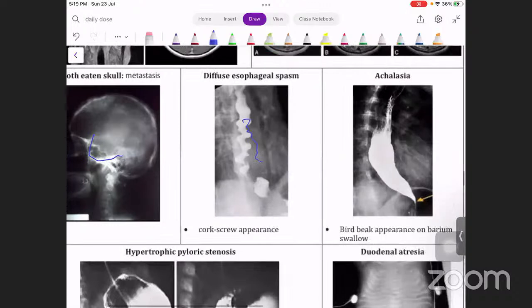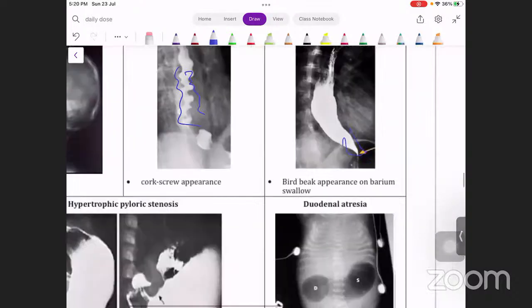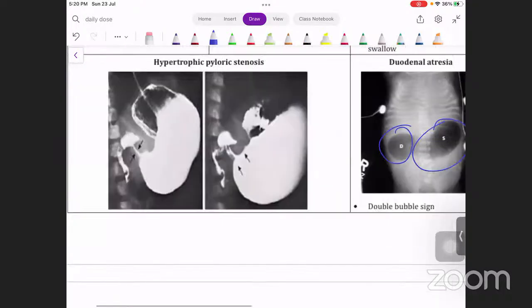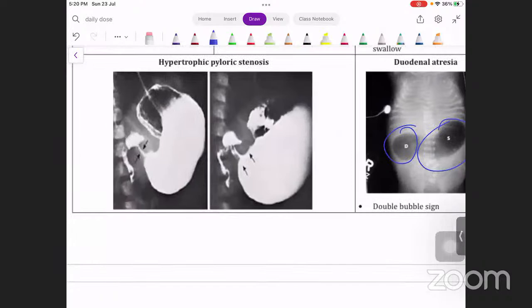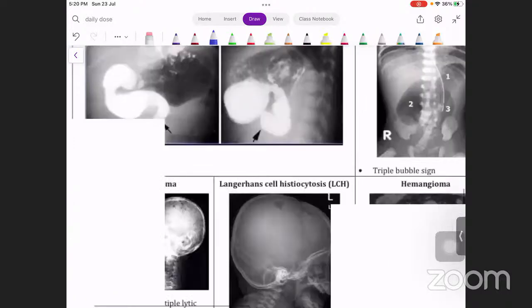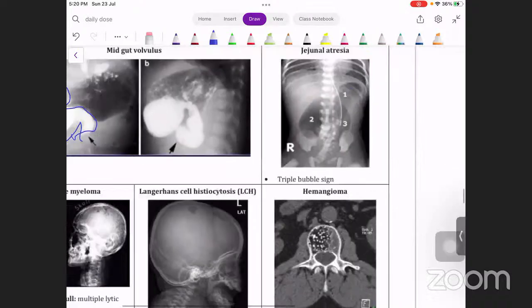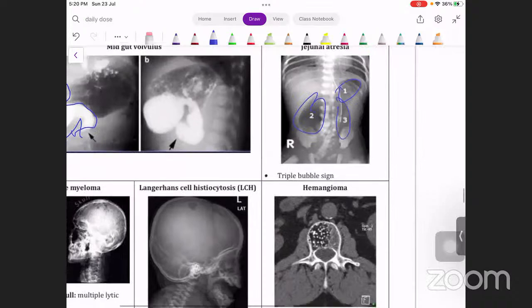Corkscrew esophagus, where you may see it in the DES. Bird beak appearance, achalasia cardia. Double bubble sign, duodenal atresia. CHPS spring sign. Midgut volvulus. And apart from that, the triple bubble sign, you may see it in jejunal atresia.